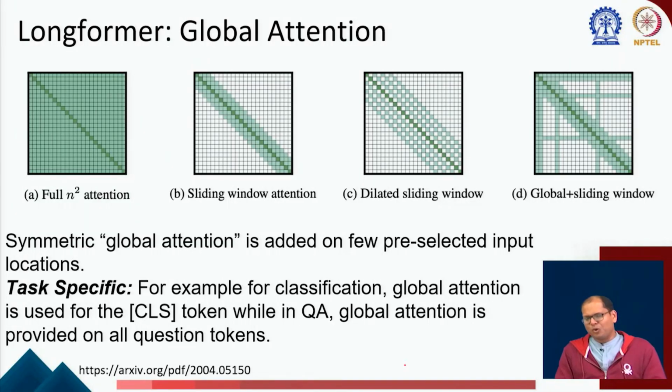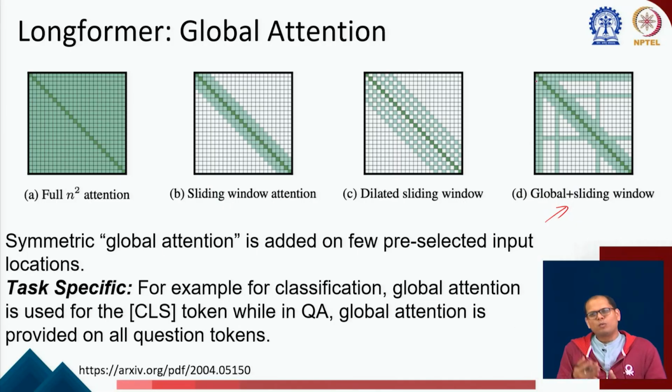Okay, so overall, finally, the attention that they used is given in picture D. They again combined something called global attention with this sliding window attention. So what was the global attention? They would pre-select some token input locations, and they will have a symmetric attention. That means all tokens are attending to these, and these are attending to all the tokens, right?